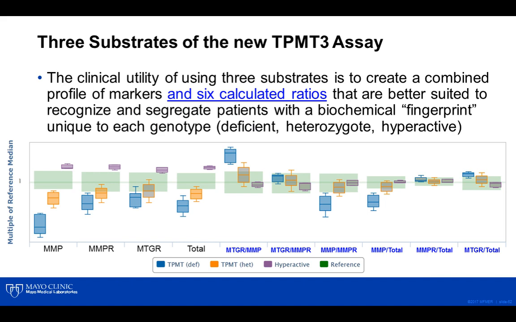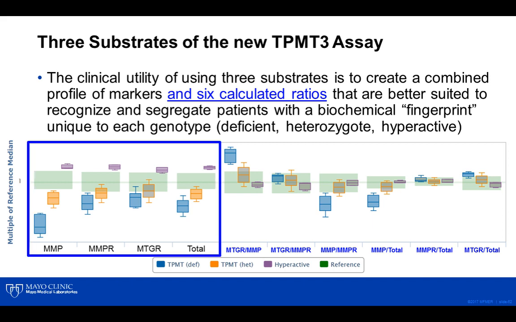The clinical utility using 3 substrates is to create a more elaborate profile of markers and 6 calculated ratios. They are better suited to recognize a biochemical fingerprint that is indeed unique to each genotype: deficient, heterozygote, hyperactive. The 3 products, the sum of their activities shown here as total, and the calculated ratios are presented in this plot as percentiles calculated as multiple of a reference median.